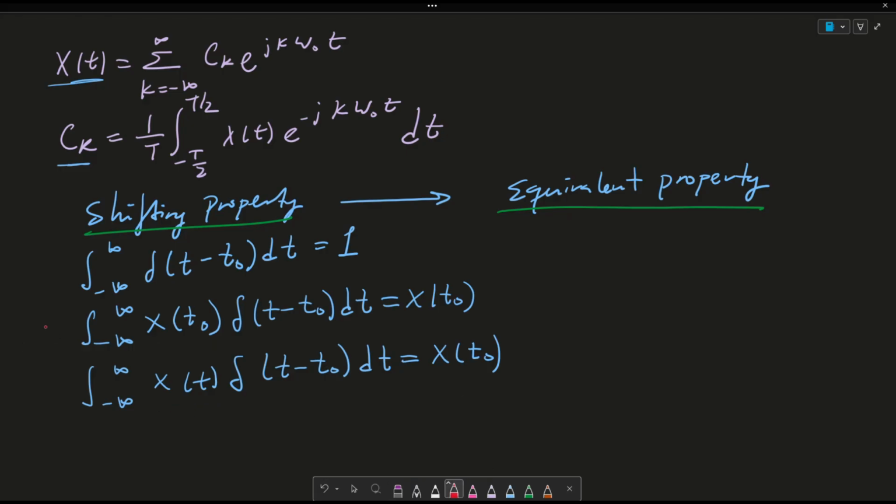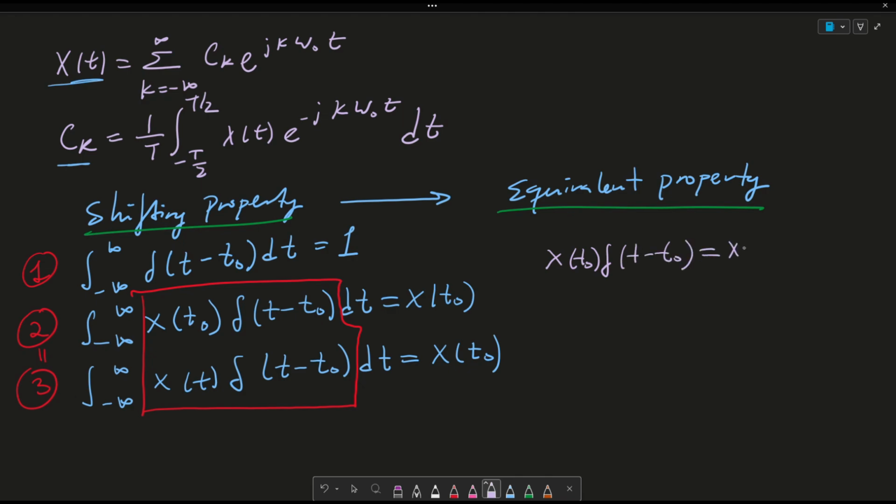The last thing we want to notice is that equation number 2 here, let me call this 1, and equation number 3 are both equal to each other. So we can say then that these two are the same. Essentially, the equivalent property says that x(t₀) δ(t - t₀) is equal to x(t) δ(t - t₀). Okay, so we're going to use these two properties to solve for c_k and eventually solve for x(t).